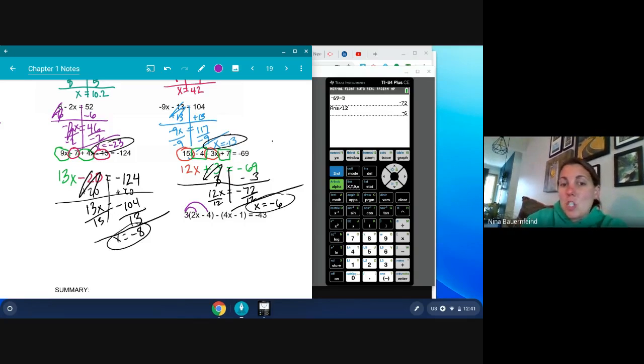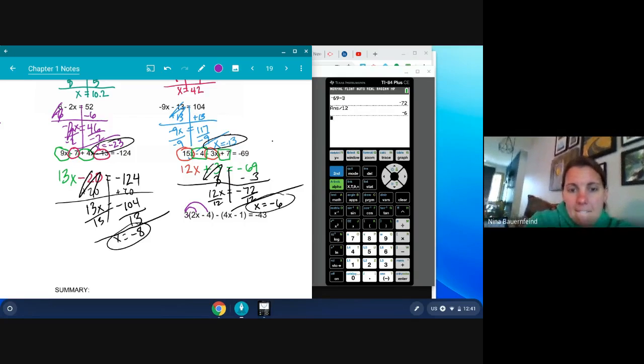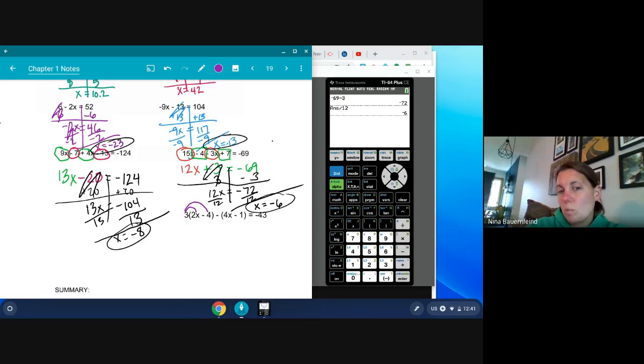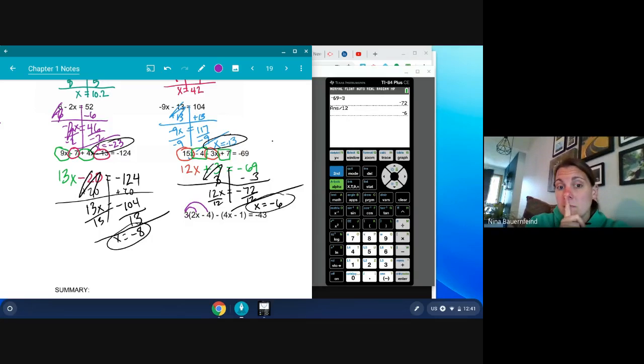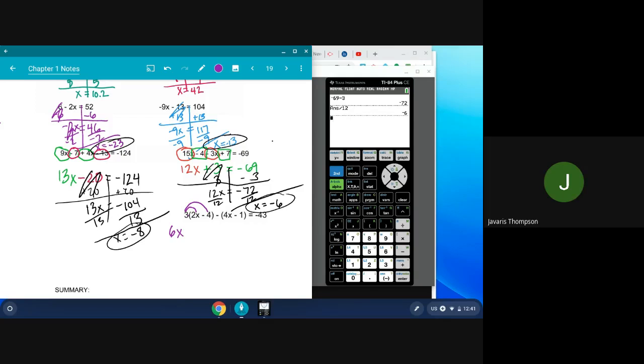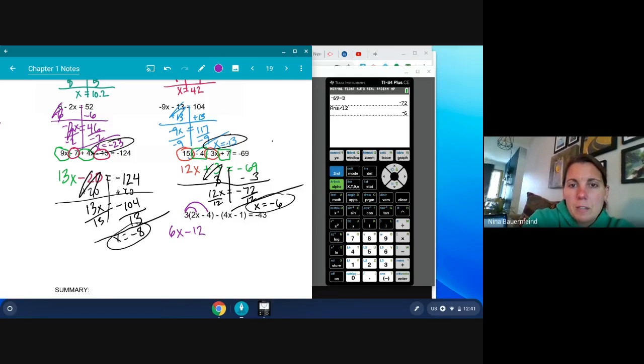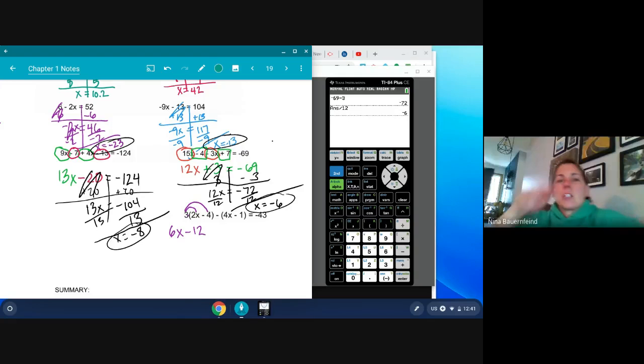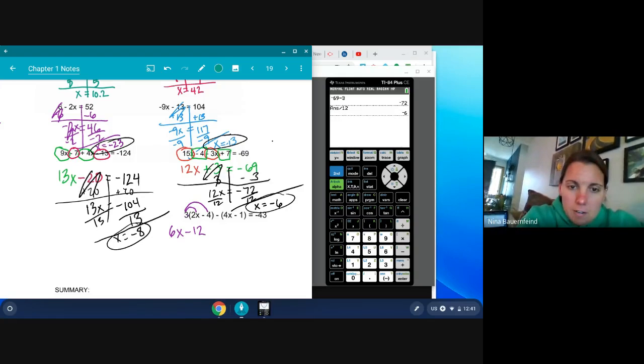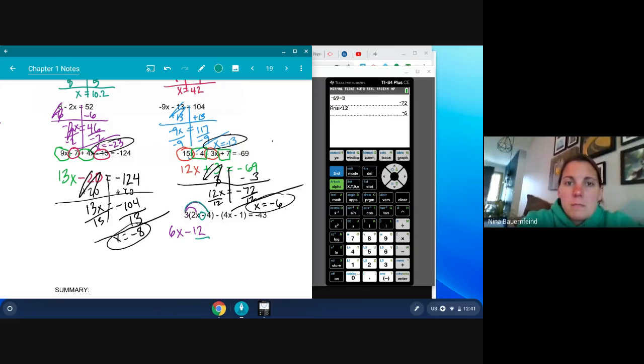What is 3 times 2x? What's 3 times 2? That's 6x. Yep, and -12. You got it. Now where do you get 12? 3 times 4 right here. That's 12. And it has that minus sign in between. So if there's a number out front touching the parentheses, you have to multiply everything on the inside by that number.